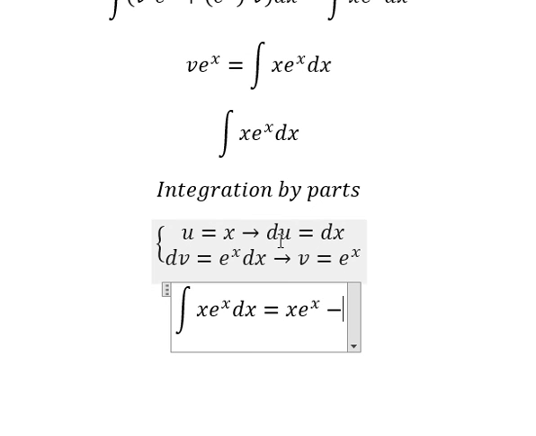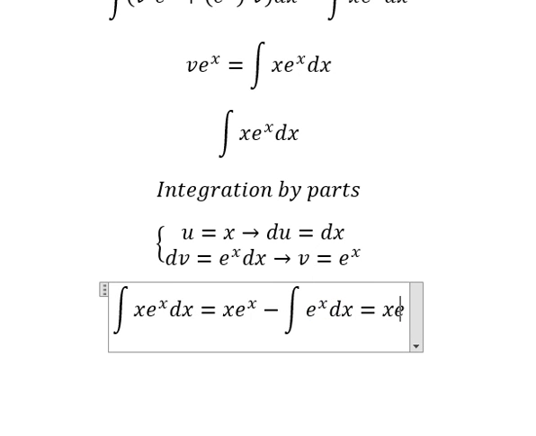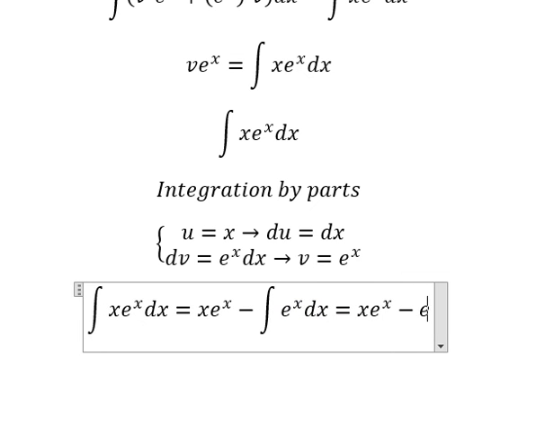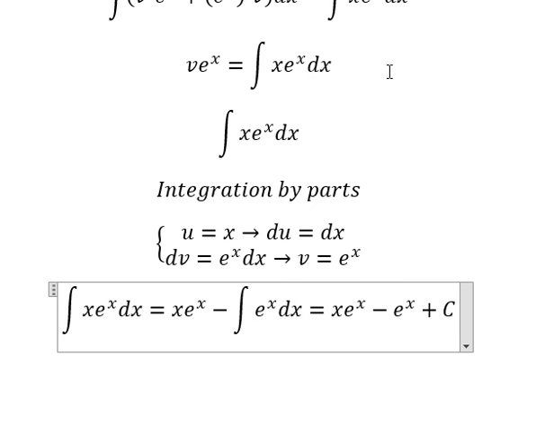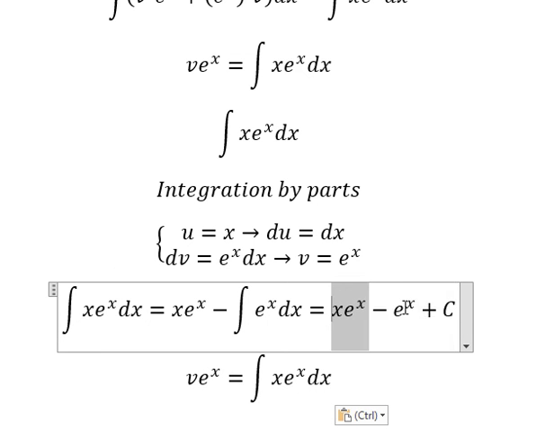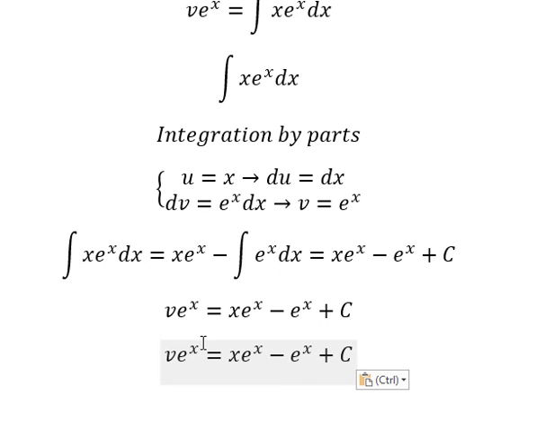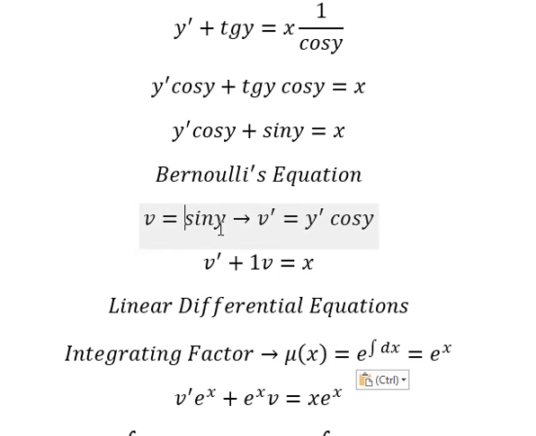minus the integration of v du, so we have the integration of e to the power of s ds, and now we have it like this. So this one is this one. And v is this one, sine y.